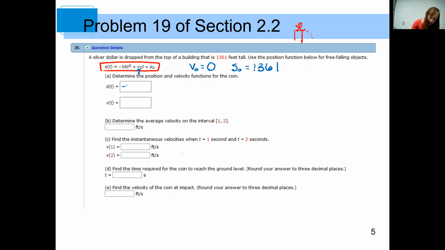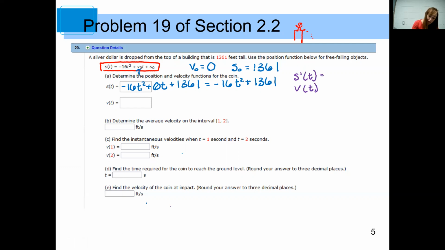So then filling in the blanks, we have negative 16t squared plus 0t plus 1,361. We really don't need that 0t term. So we can just say that this is negative 16t squared plus 1,361. And then for v of t, the velocity is given by the derivative of the position function. So here, if I take s prime of t, that's equivalent to the velocity function.